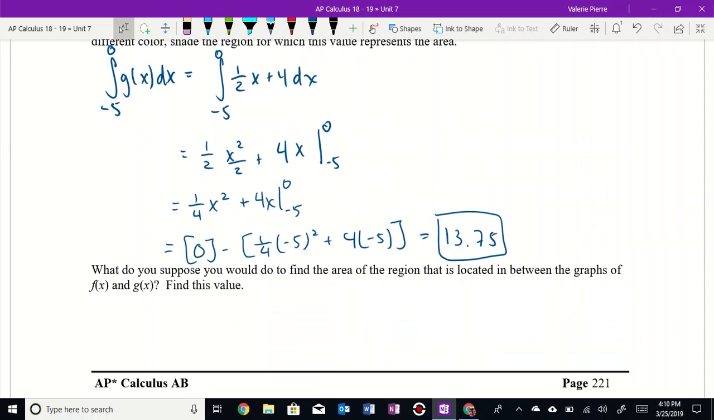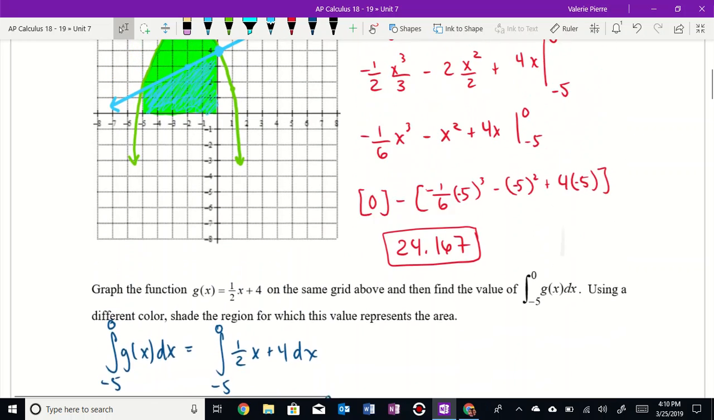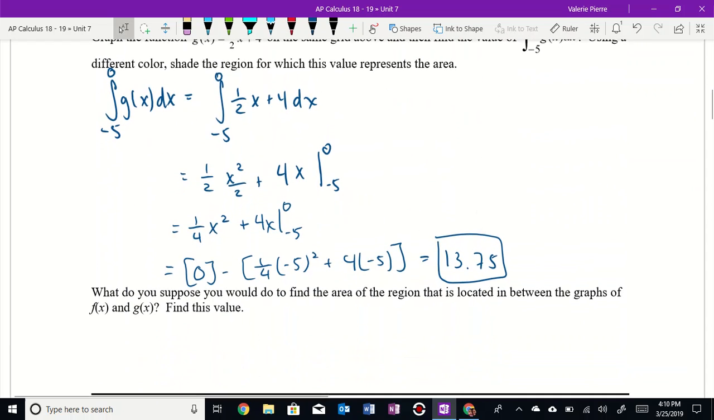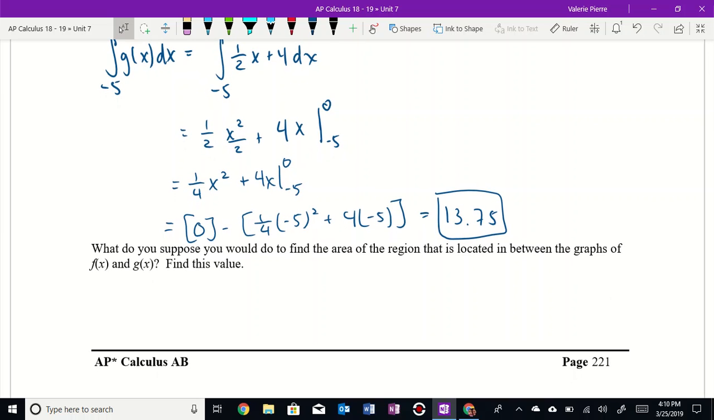So what do you suppose you would do to find the area of the region that is located between the graphs of f of x and g of x? If we go back and look here, that specifically is asking for this space in red, the area between f of x and g of x. So to find that area, using our Algebra 1 skills, we know that that requires us to subtract. So subtracting will give us the area between f of x and g of x.